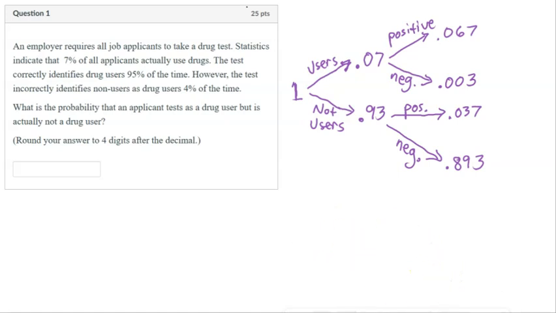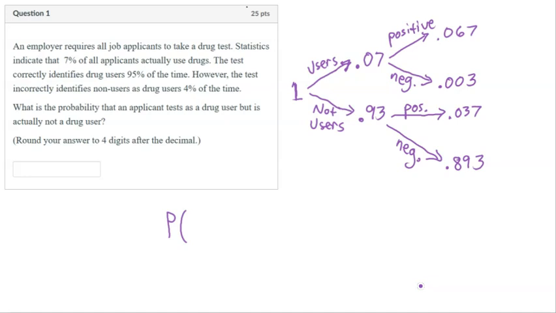Now we can answer the question. It says, what is the probability that the applicant tests as a drug user but is actually not a drug user? So they test as a drug user, but they're not a drug user. This is a conditional probability question. So it's asking, what is the probability?